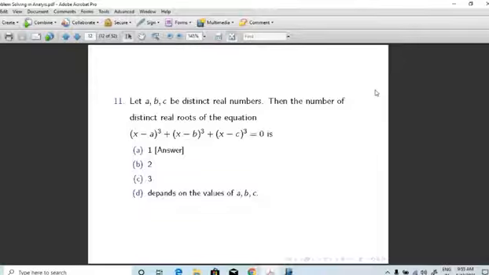Anyway, if we expand this, we get x cube here, x cube here, and x cube here. Therefore 3 times x cube. It's an odd degree polynomial. We know that for any odd degree polynomial there is a real root. Now we have to say whether there is exactly 1 real root, or 2 real roots, or 3 real roots, and so on. So we have to check this one.